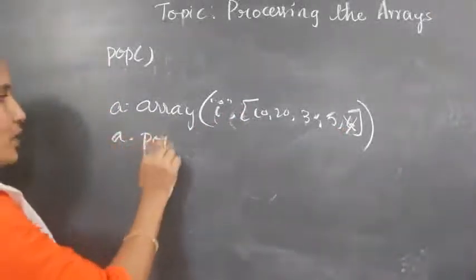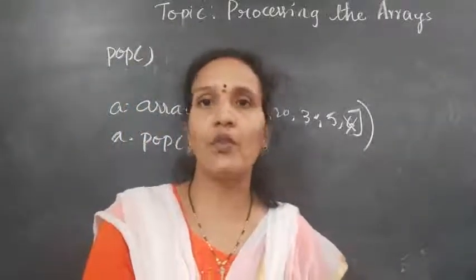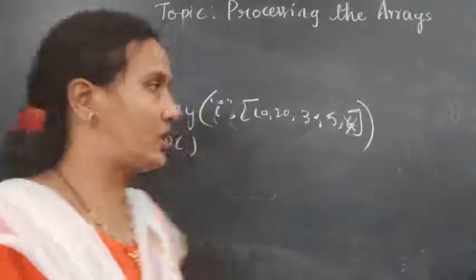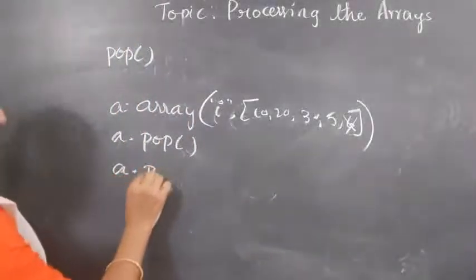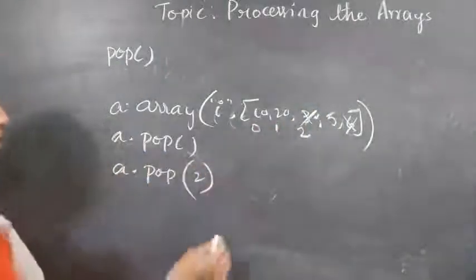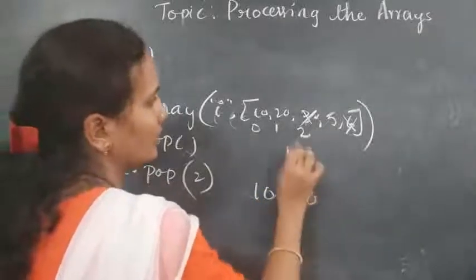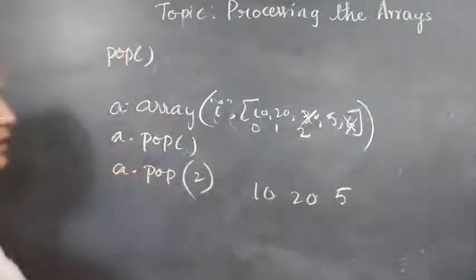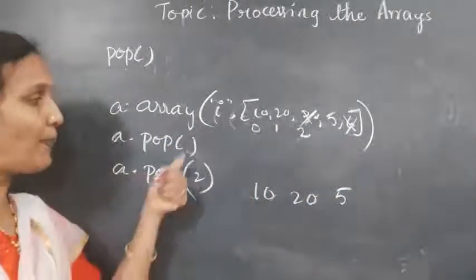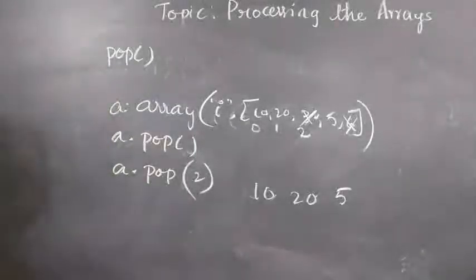A dot pop. If you don't give the position, the last element is removed from the array. If you are giving a particular position, the element is removed from that position like this. A dot pop, example, I want to remove this, 0, 1, 2, second position. Then 10, 20, 25 like this. If it is only the pop method, the last element is removed. If it is pop with a position, the element is removed from the particular position. So this is an example.